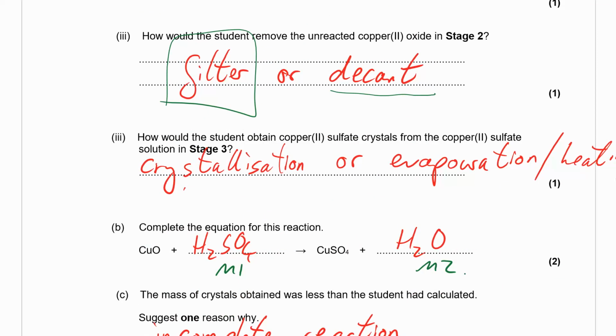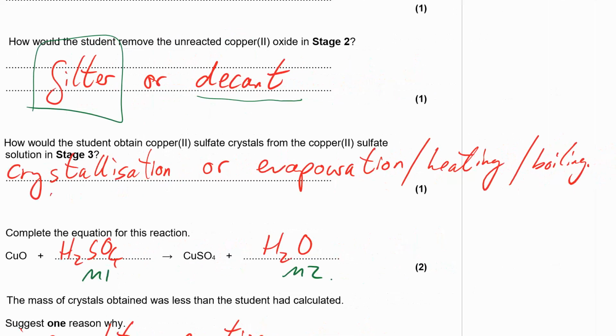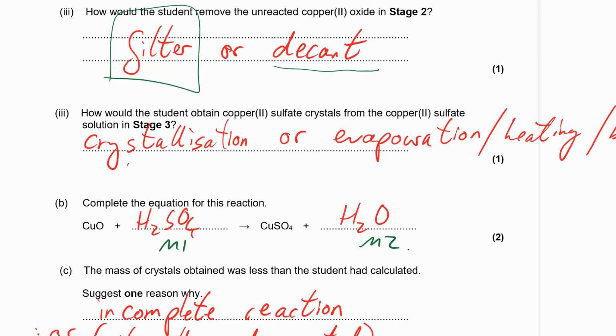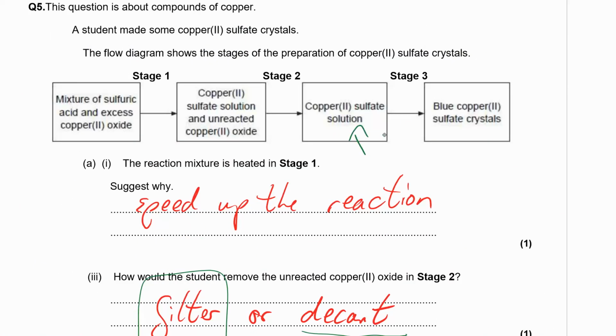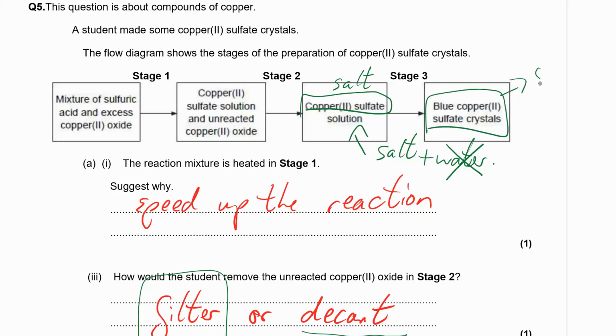How would the student obtain copper sulfate crystals? So they'd use crystallization or evaporation, heating or boiling. So you did this reaction. So this is a solution, which means we've got salt and water. In this example, the salt is copper sulfate. Now, how do you get copper sulfate from that? Well, we obviously need to remove the water, and to do that, we can boil that off, and that will leave behind the solid.